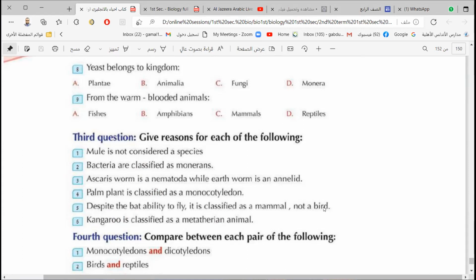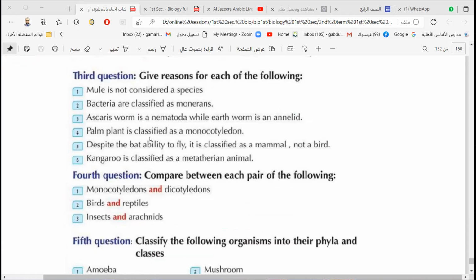Okay. The last question. Kangaroo is classified as metatherian animal. What is the meaning of metatherian? الحيوانات الكيسية. Metatherian mammal. The female has a pouch in her abdomen, and the babies are born not completely grown, so they need to put the baby inside the pouch in their abdomen until it grows up to feed and protect the babies. So it is metatherian animal or metatherian mammal.